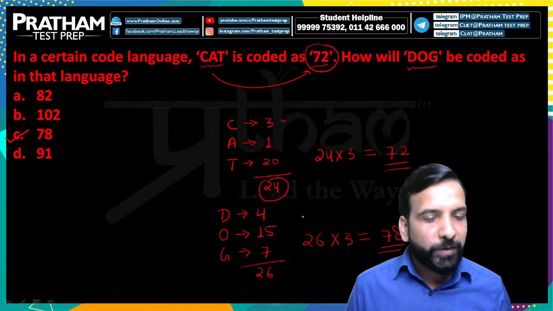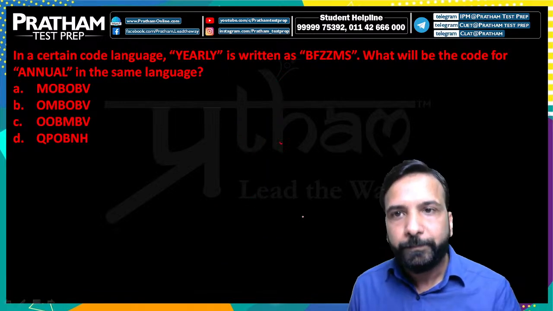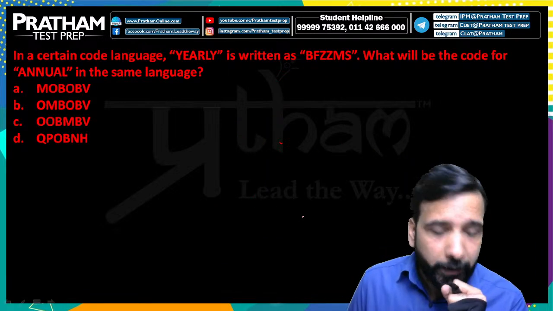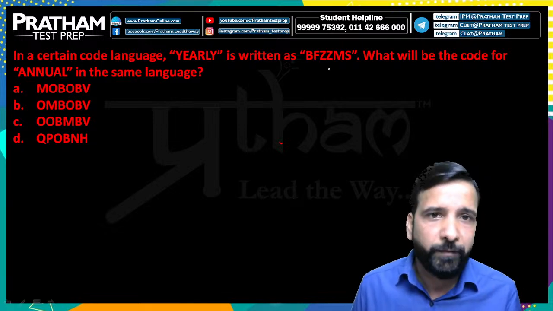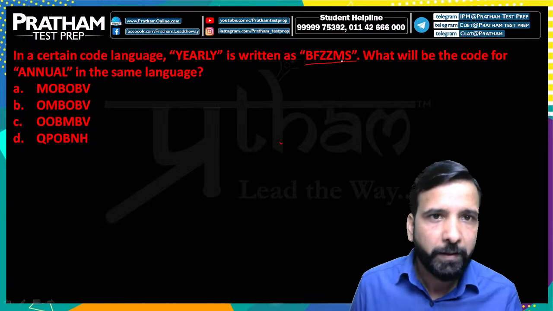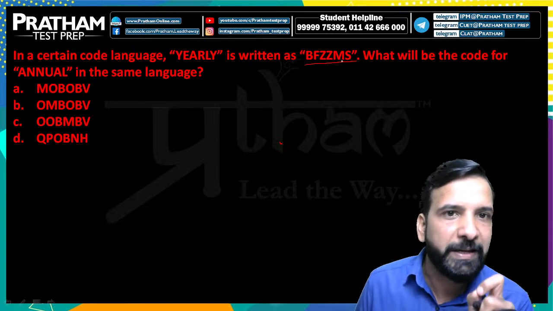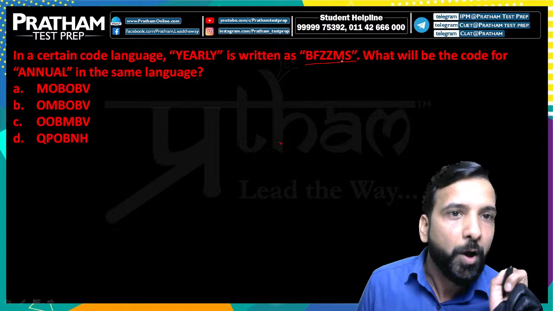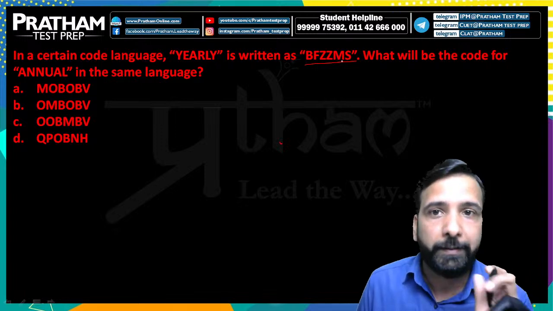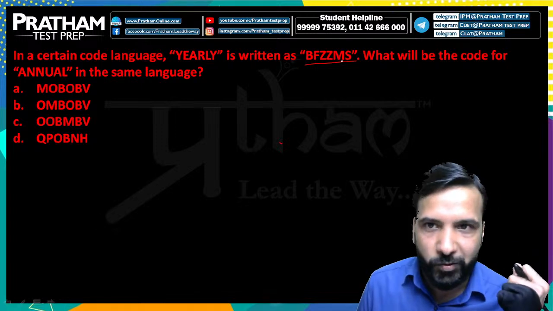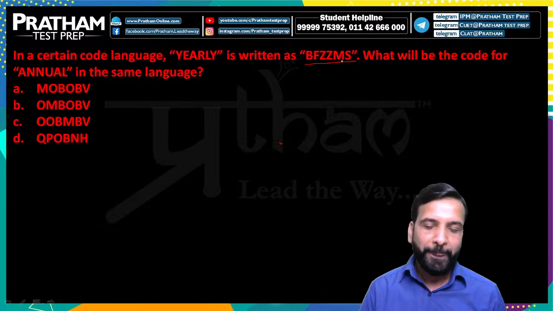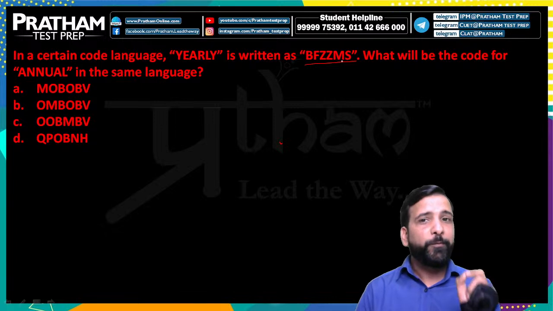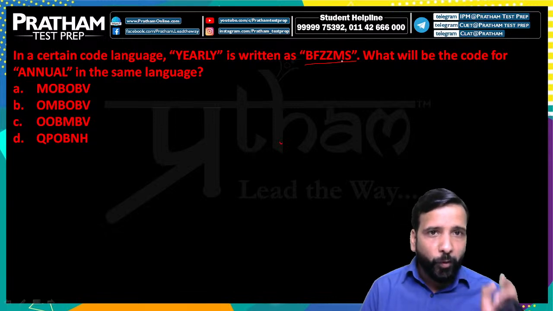Okay, now moving to the third question of the series. It says, in a certain code language, yearly is written as B, F, Z, Z, M, S, right? What will be the code for annual in that same code language, right? 4 options are given. So which option is correct? So in case of coding, word to word coding, right?